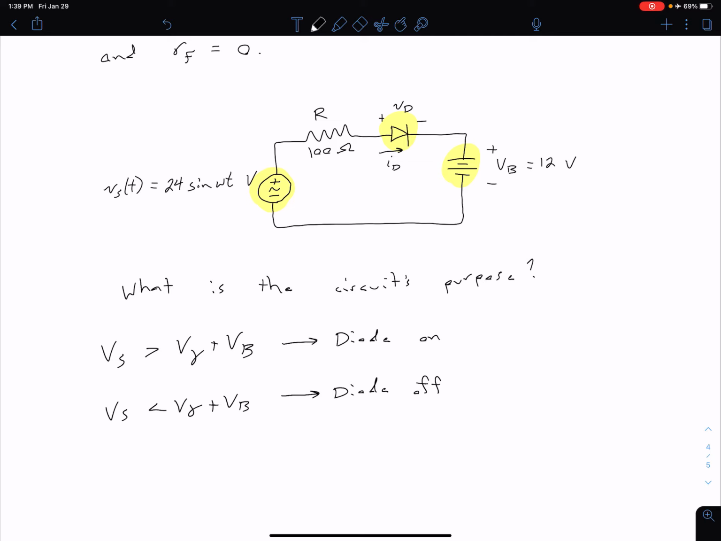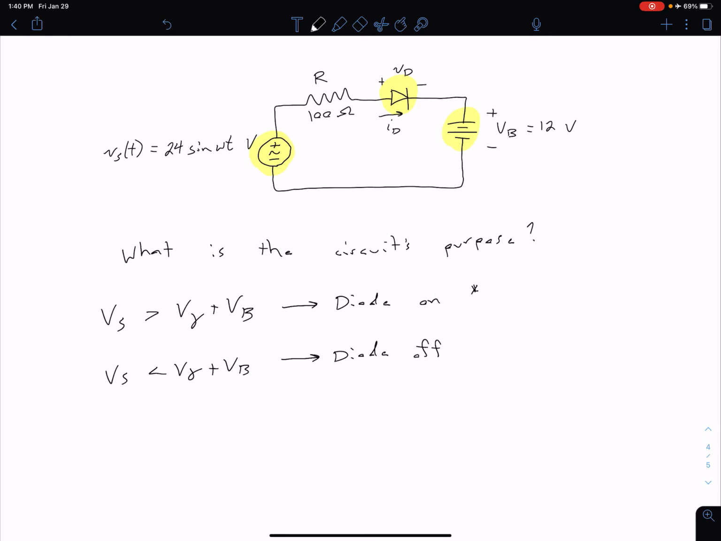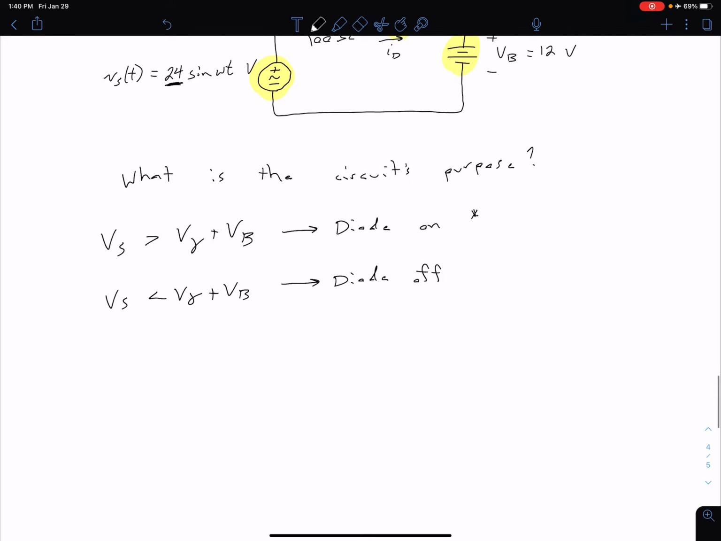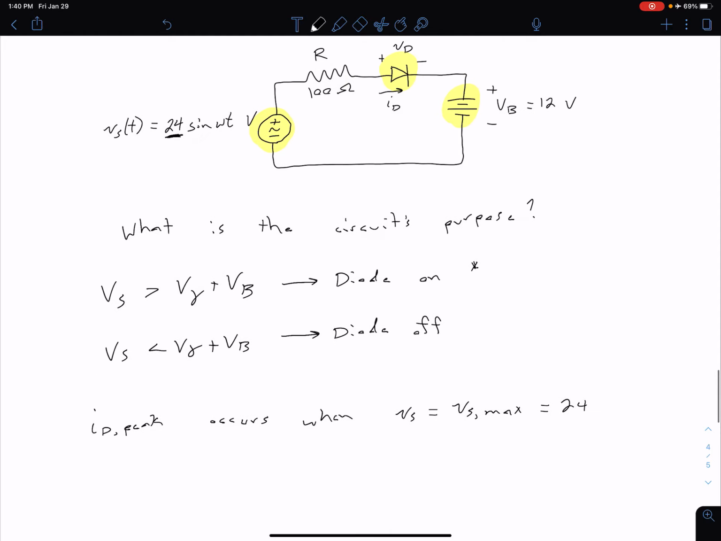Of course, our maximum diode current is going to correspond to when our diode is on, so let's take a look at that first. As we saw in the previous video, that's going to occur when we have the maximum value of this Vs, which we can get from the magnitude there. So let's say ID peak occurs when our Vs is equal to Vs max, which in this case is the magnitude given in our problem of 24. So 24 volts is our maximum source voltage.